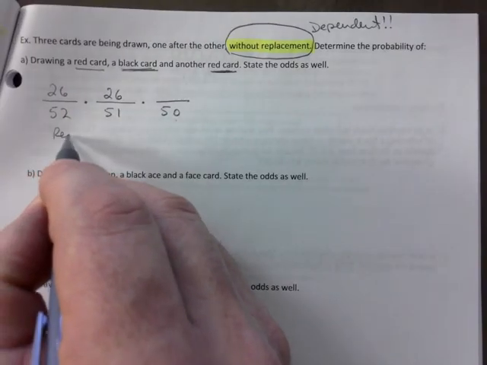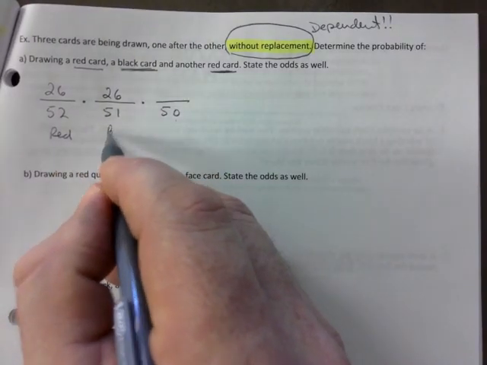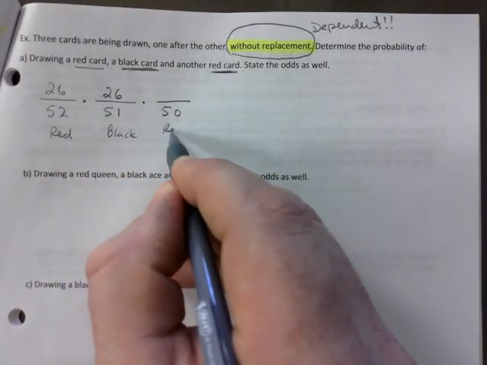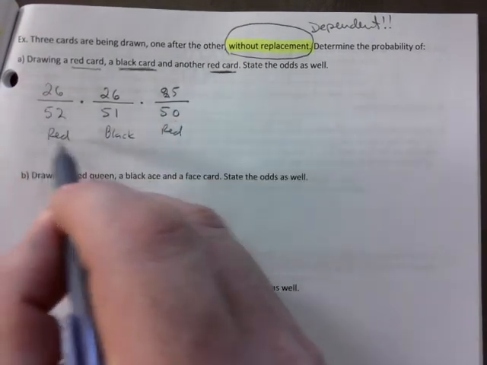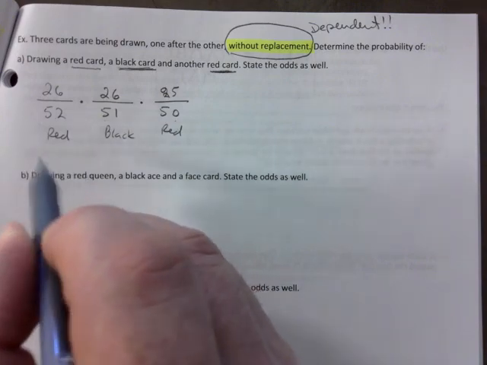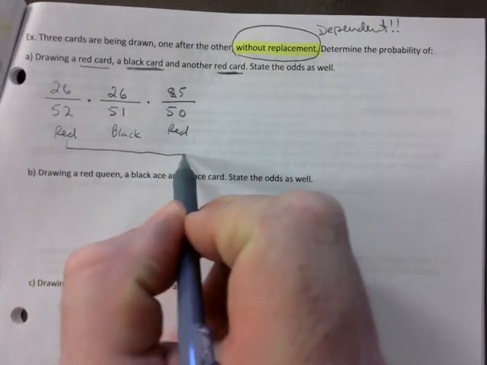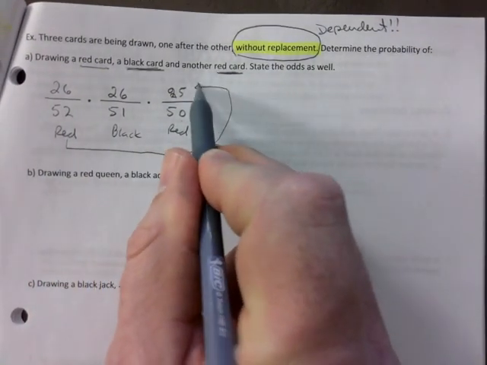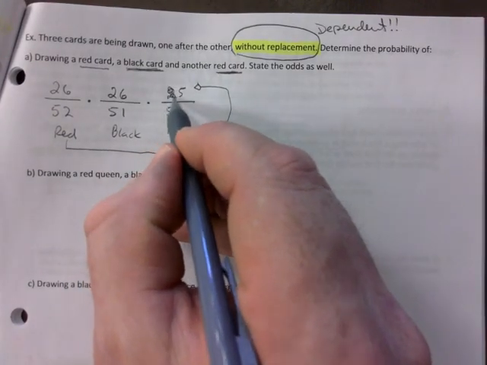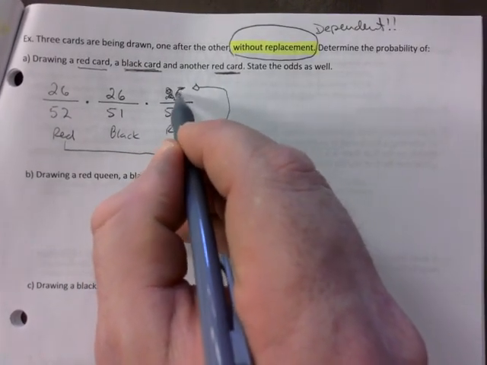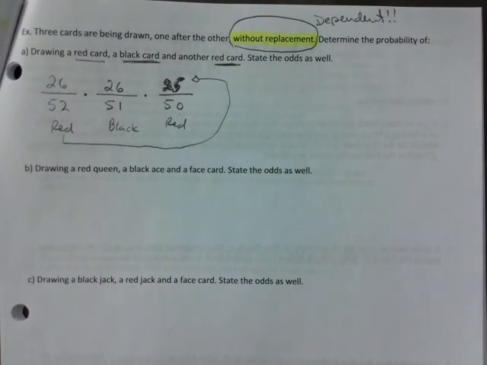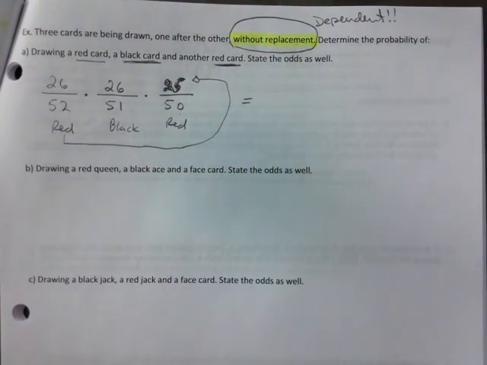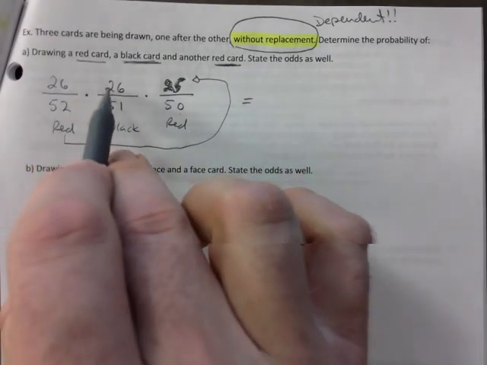This is a red, this is a black, and another red. So we're down to 25 because this already happened. Okay. This affects that one, right? So there you have it. Now just multiply it all across. So this is 3 events, no problem. This times this times this.